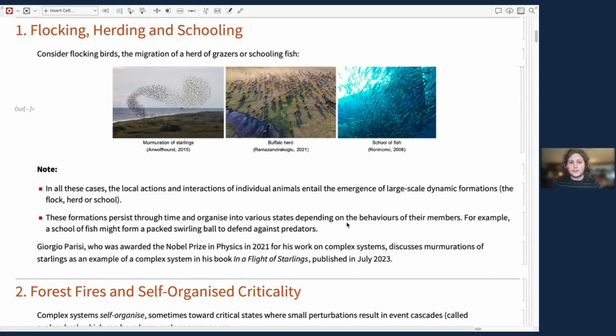In the case of birds, that's the flock. In the case of the grazers, that's the herd, and in the case of the fish, that would be the school of fish. These are large-scale behaviors that are hard to reduce to the individual interactions between the components of the system. I'd like to note that Giorgio Parisi, who was awarded the Nobel Prize in Physics in 2021 for his work on complex systems, discusses murmurations of starlings specifically in his book that was published in July last year, In a Flight of Starlings.